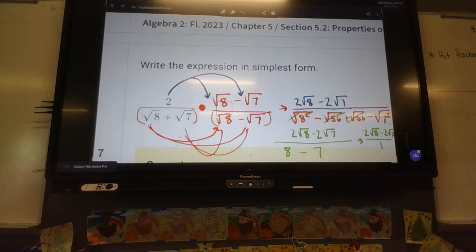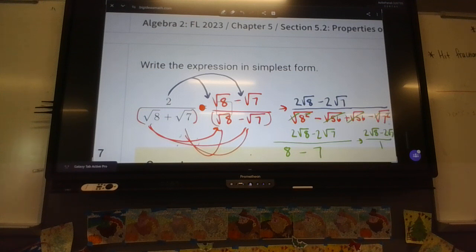I got 4 times square root of 2 minus 2 times square root of 7. Good job, Jaden. All right, so this here can be simplified further. We can simplify the square root of 8. It's the same as the square root of 4 times 2. So let's rewrite it. This would be 2 square root 4 times 2 minus 2 square root 7.